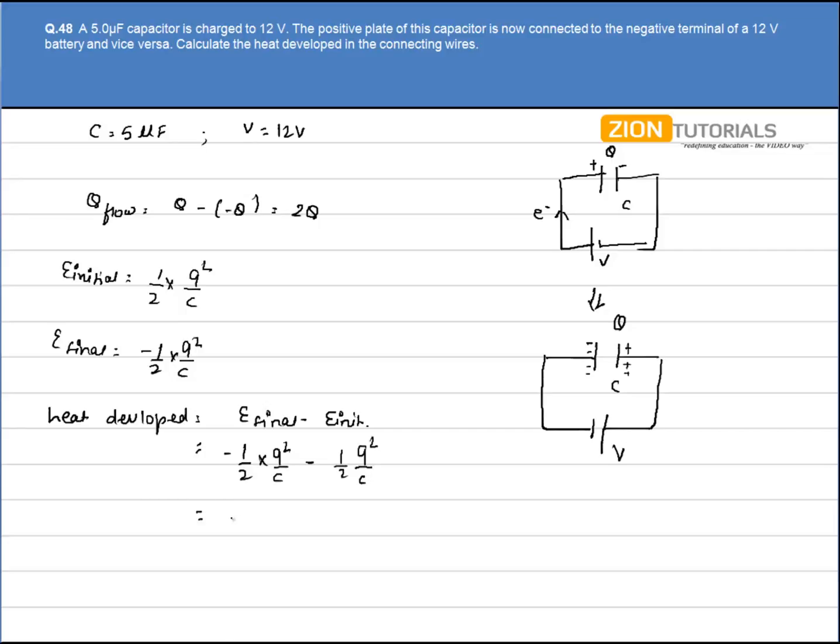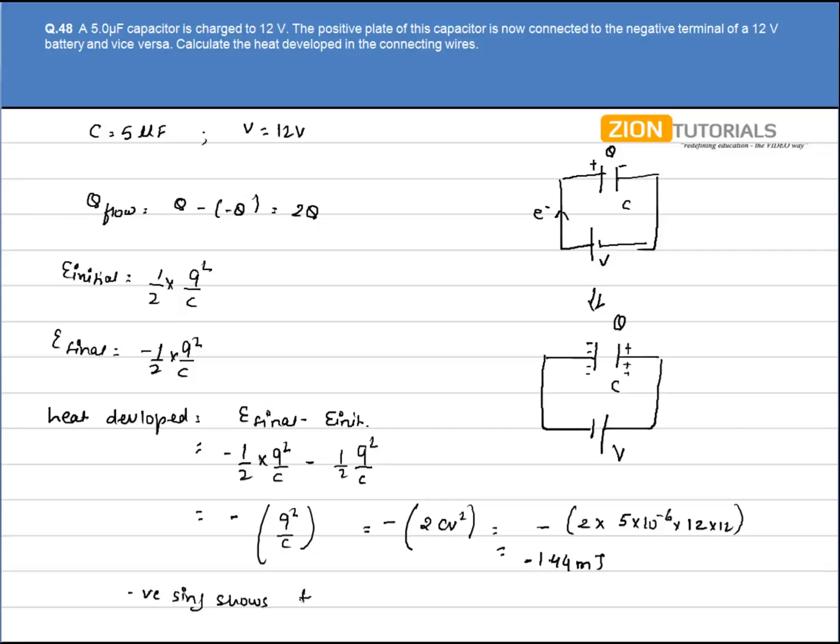That comes out to be minus Q square by C, or it can be written as minus 2 times CV square. On substituting the values, we have minus 2, capacitance is given as 5 microfarad and potential is 12, that is 12 into 12. So the answer comes out to be 1.44 millijoules with a negative sign. This negative sign simply shows that heat is lost. Heat is lost. That is our answer.